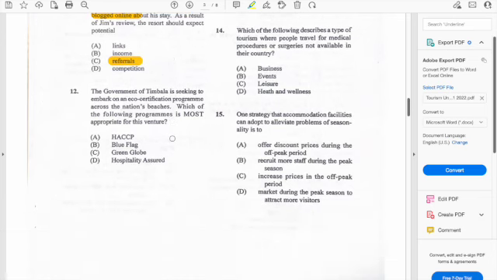The government of Timbala is seeking to embark on an eco-certification program across the nation's beaches. Eco-certification is a keyword. Beaches is another keyword. Now, which of the following programs is most appropriate for this venture? It would definitely be Blue Flag, because Blue Flag is an eco-certification that is specific to beaches.